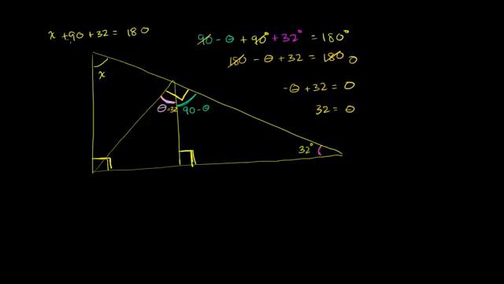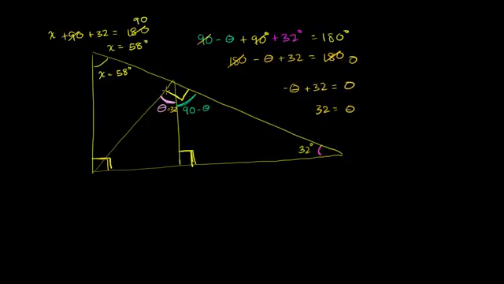And so if you subtract 90 from both sides, you get x plus 32 is equal to 90. And then if you subtract 32 from both sides, you get x is equal to, what is this, 58 degrees. X is equal to 58 degrees. Fair enough. Now what else can we figure out?